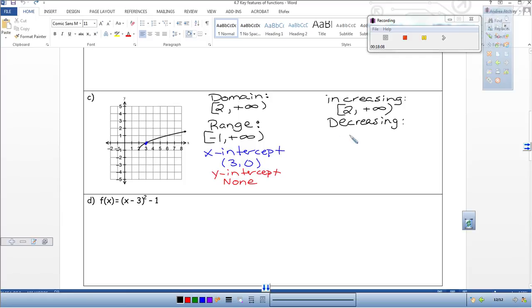Does it decrease at all? No. None. It doesn't decrease. Okay, it's always increasing. Then we need the max and min. What's the minimum point? 2 and negative 1. Any questions over that?